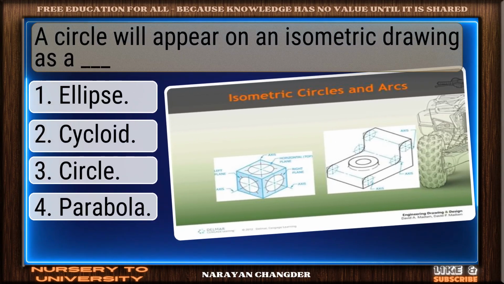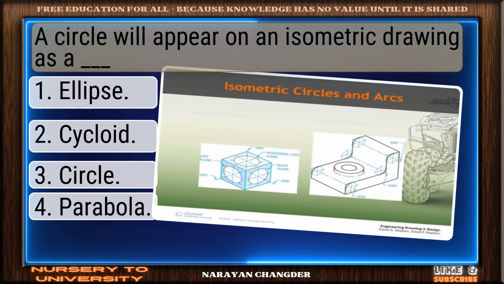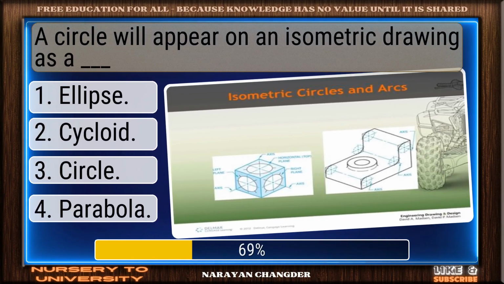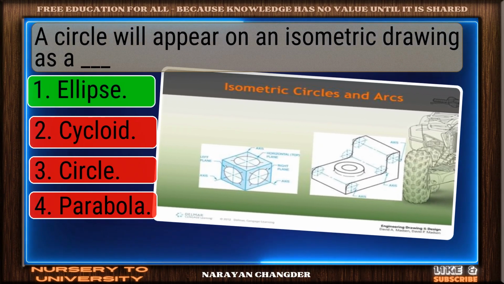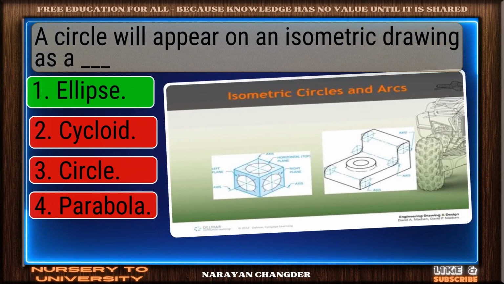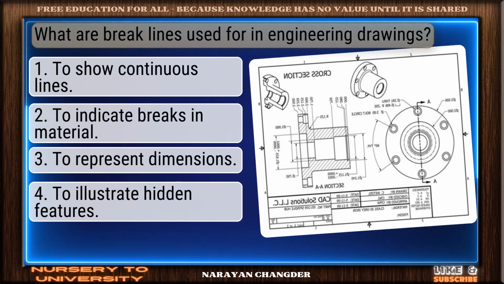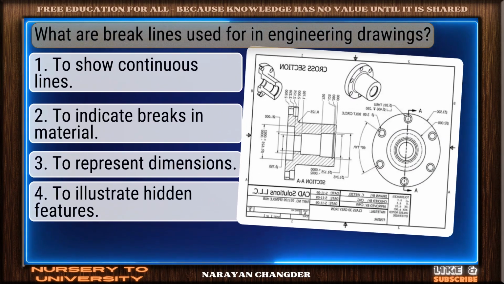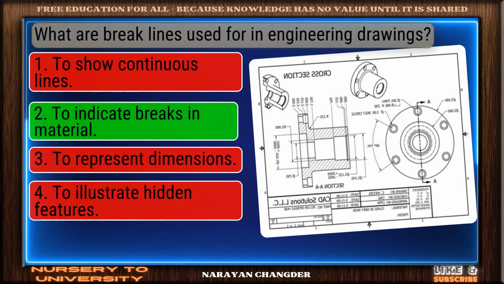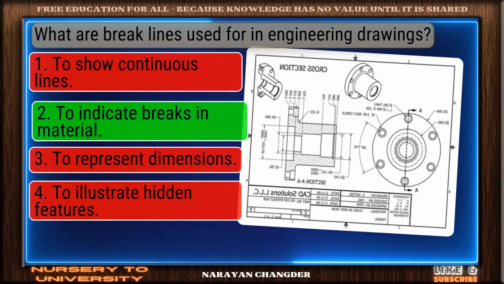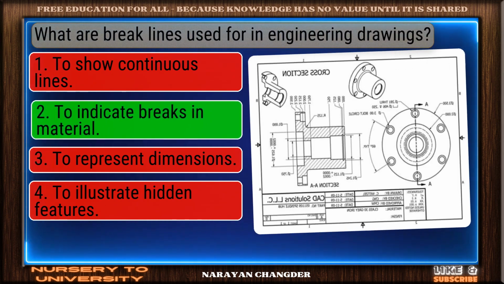A circle will appear on an isometric drawing as a dash. Clear logic. Your choice, ellipse, is sound and 100% true. What are break lines used for in engineering drawings? Nice work. You chose to indicate breaks in material, and it is correct.